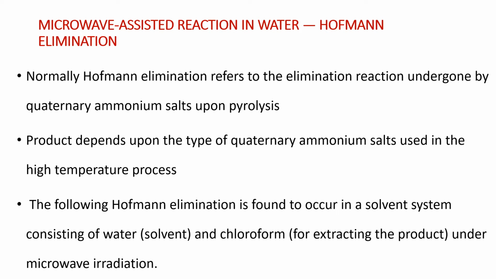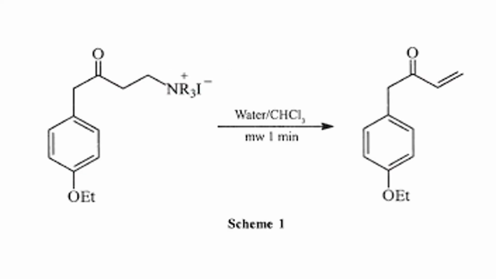We know normally Hofmann elimination refers to the elimination reaction undergone by quaternary ammonium salts upon pyrolysis. The product depends upon the type of quaternary ammonium salt used in the high temperature process. The following Hofmann elimination is found to occur in a solvent system consisting of water and chloroform for extracting the product under microwave irradiation. Here, the quaternary ammonium salts convert into the product within 1 minute of microwave irradiation.